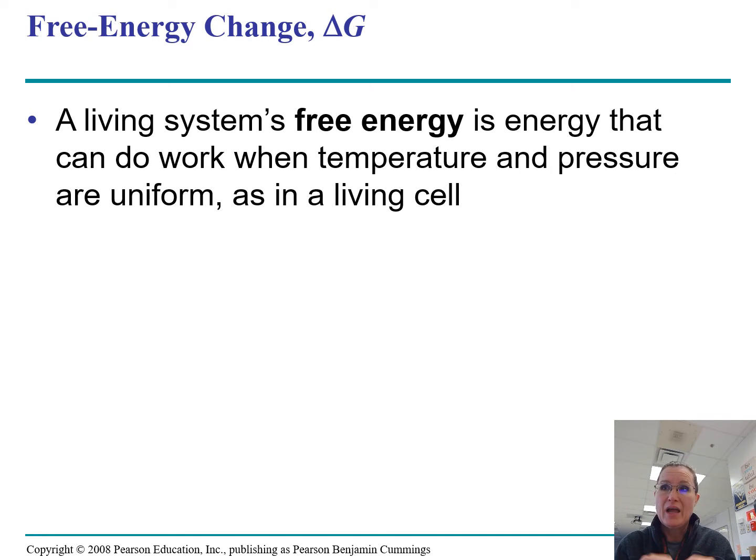So we have a given temperature-ish. We have, I would hope, a given pressure. That would be weird if we were overpressured or underpressured. And so when we have a controlled system, we can measure and predict things using free energy, which is up at the top of the slide. The symbol is delta G.